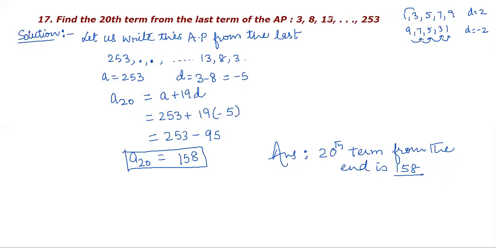Now this is 3, 8, 13, up to 253. Since I want the number from the last, I will reverse the AP, because I have to tell the number from the back, which number is at the 20th place from the back. So I will reverse the AP. We reversed it. We will write it like this. Now what is the first number? The first number is 253.